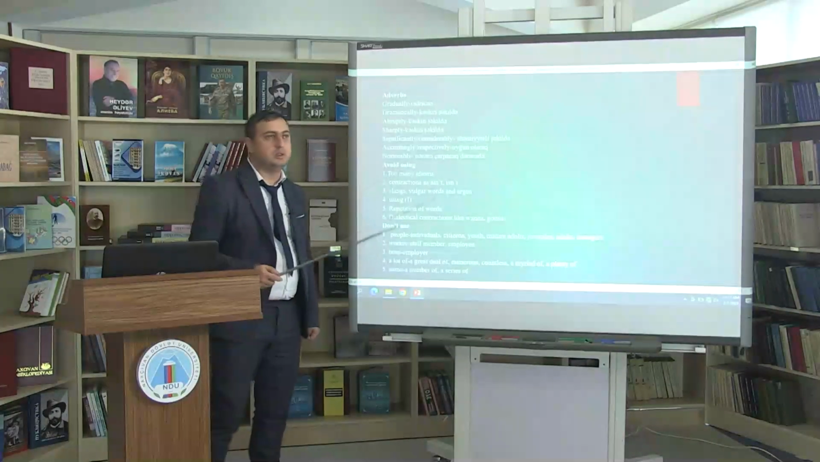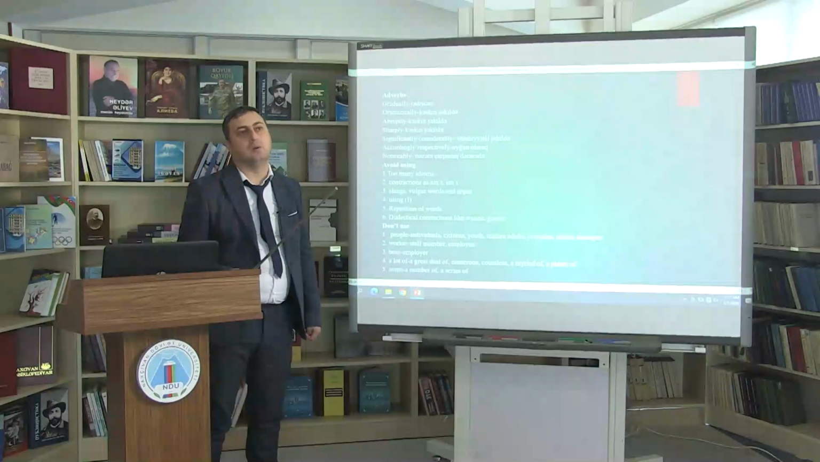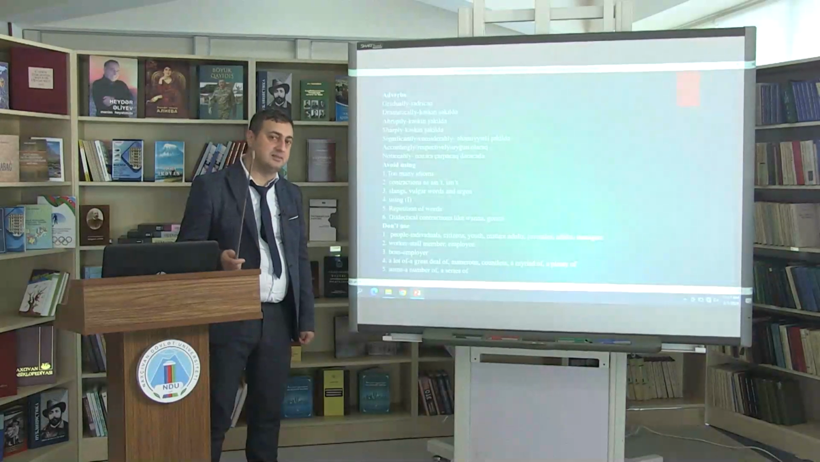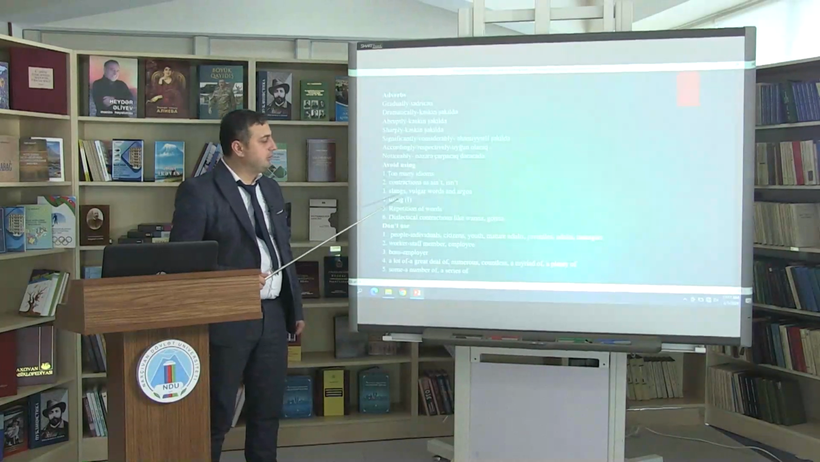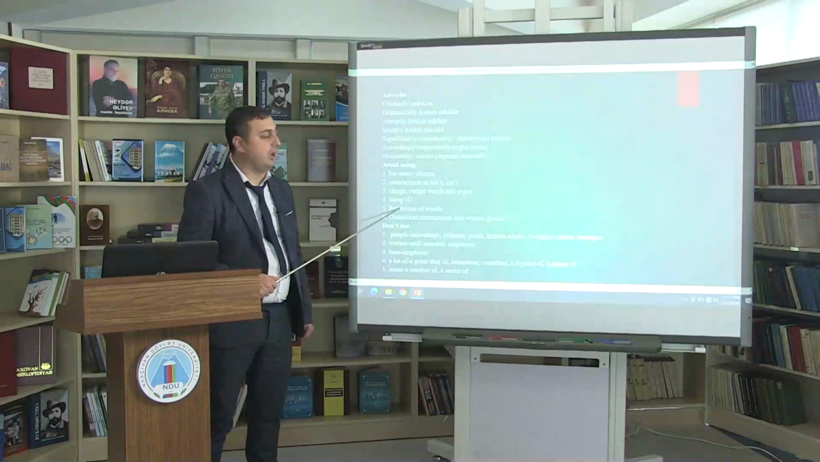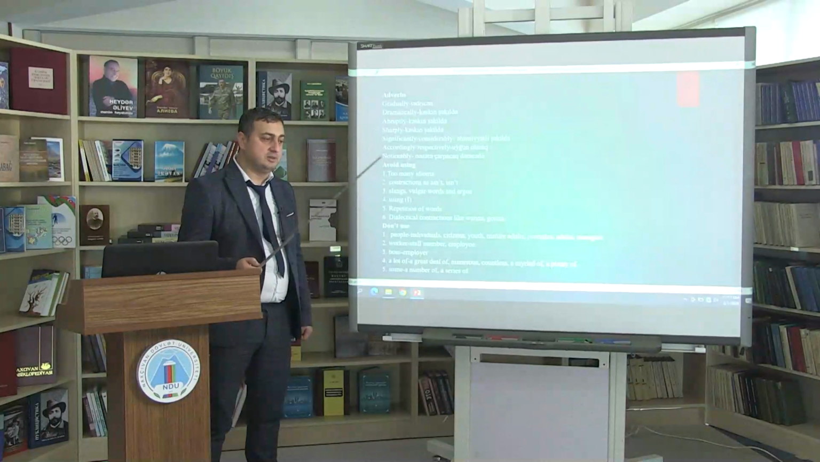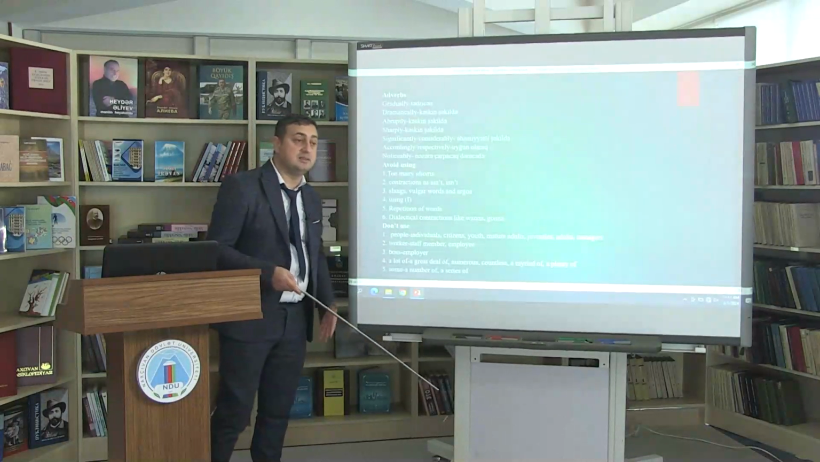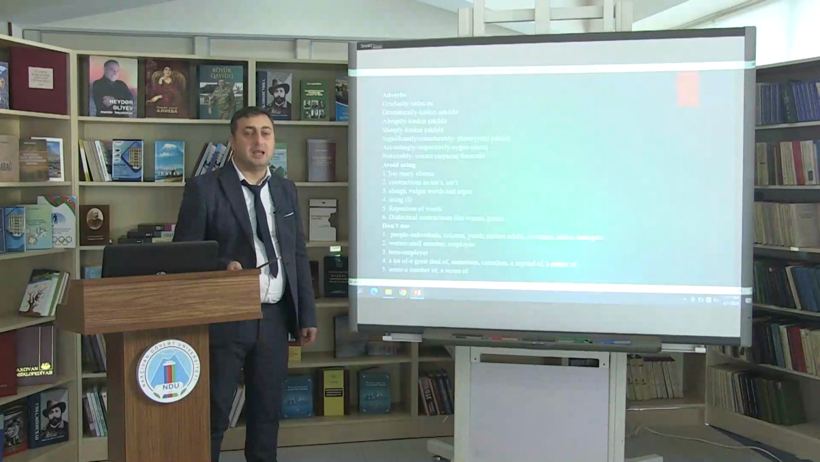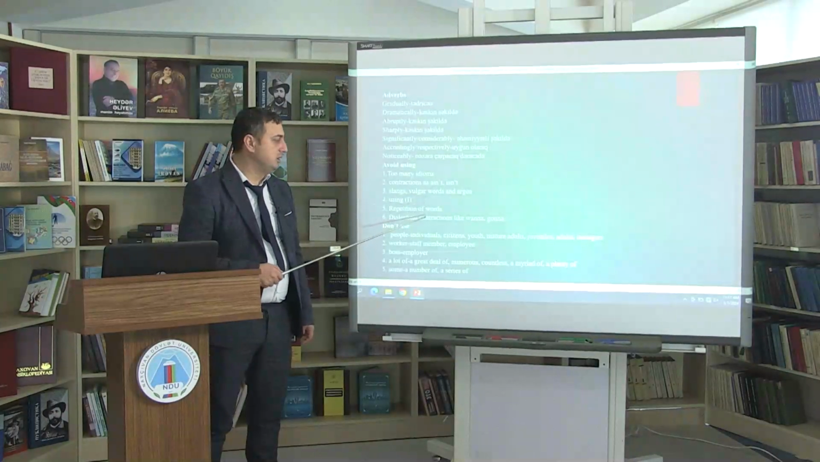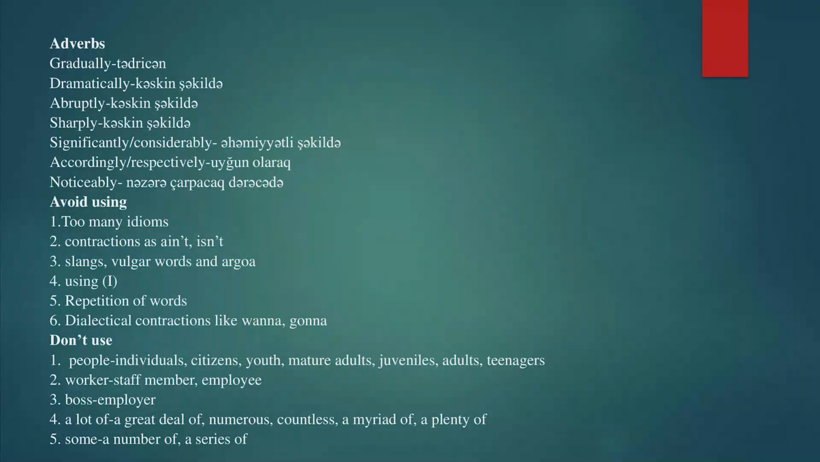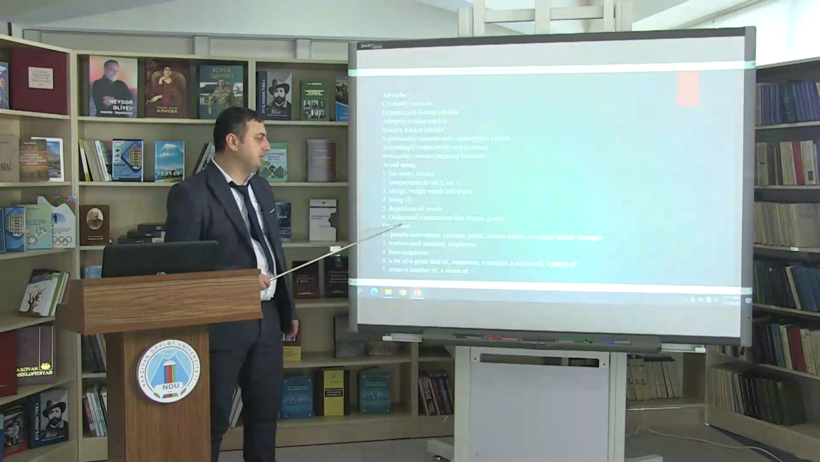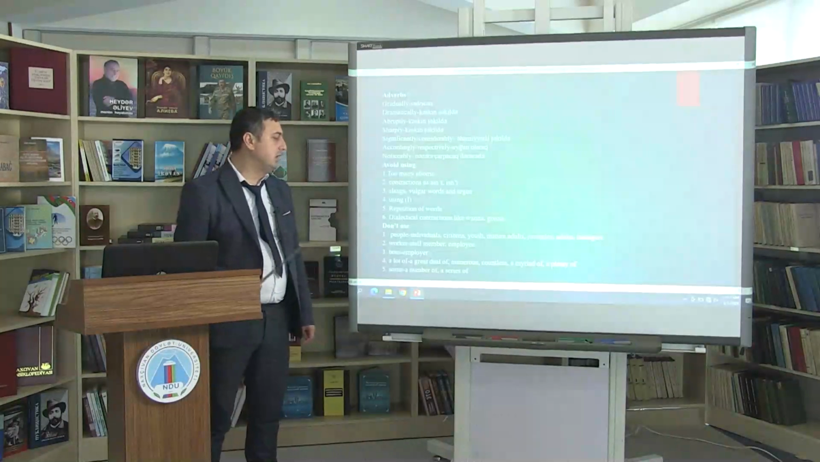Or using I. You can use the personal pronoun I in writing task 2 and in an opinion essay. But in writing task 1, you can never use the word I. The sentences are usually in the passive voice, and we cannot use here the word I. Repetition of words, as you know, is forbidden. Repetition of words you can use mostly twice, not more than twice. Then dialectical contractions like wanna, gonna, you cannot use this.